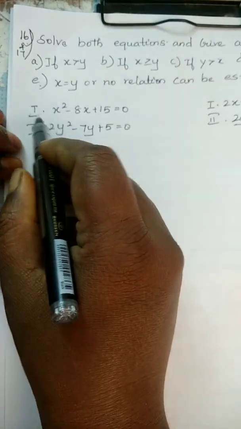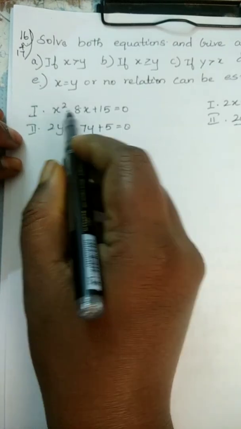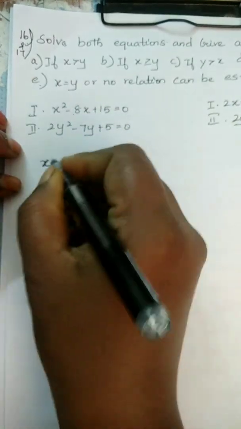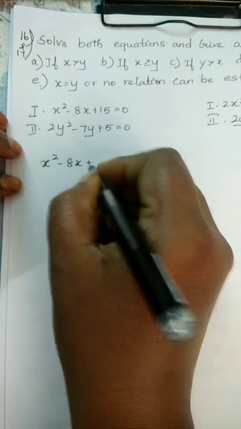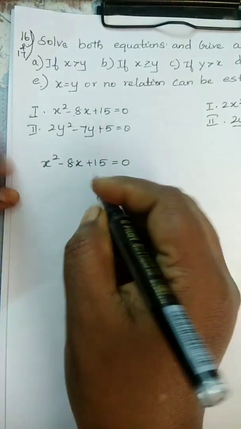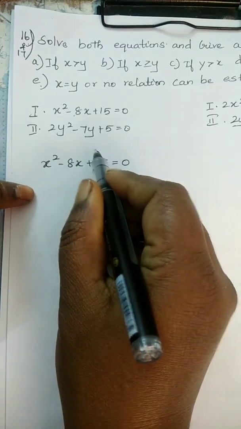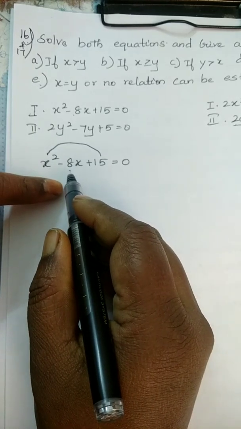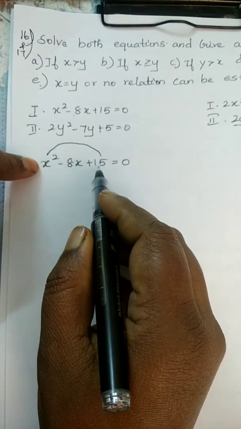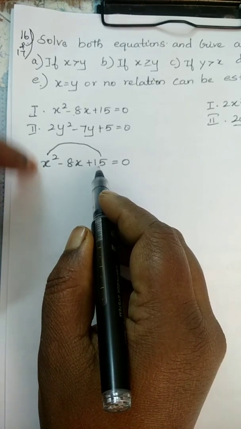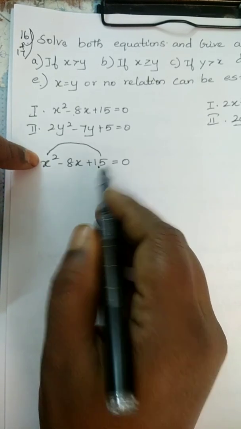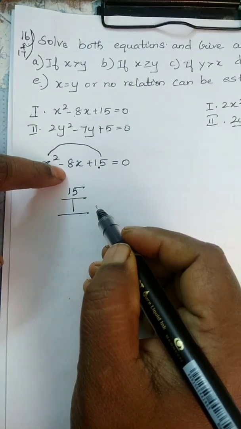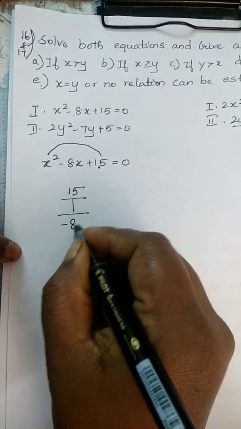Let's take the first equation, Roman numeral 1: x square minus 8x plus 15 equal to 0. What we have to do first? We have to multiply the third and the first one and keep the second as it is. 15 here, and the first is 1. There is no number, so we can consider this as 1. So 15 into 1, 15. And here it's minus 8. So minus 8.